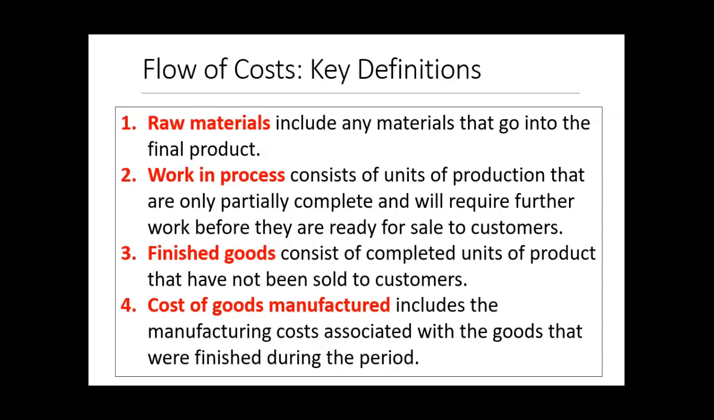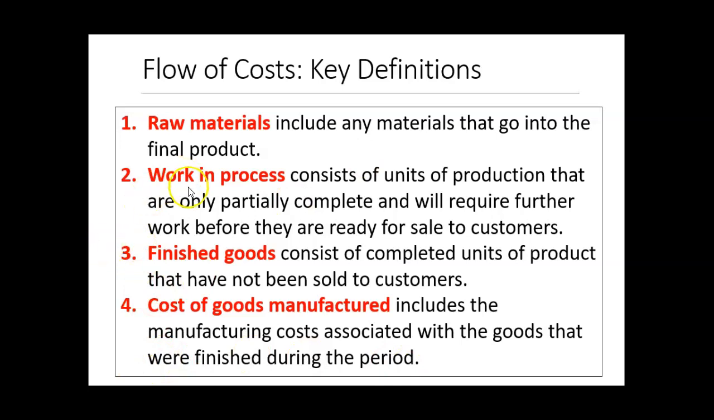Some more definitions: raw materials, work in process, finished goods, as well as cost of goods manufactured. When you think about raw materials, these are materials that are going to be used to make the final product, whether it is wood, steel, leather, what have you. Again, these are the materials that we're going to use in order to make the finished product.